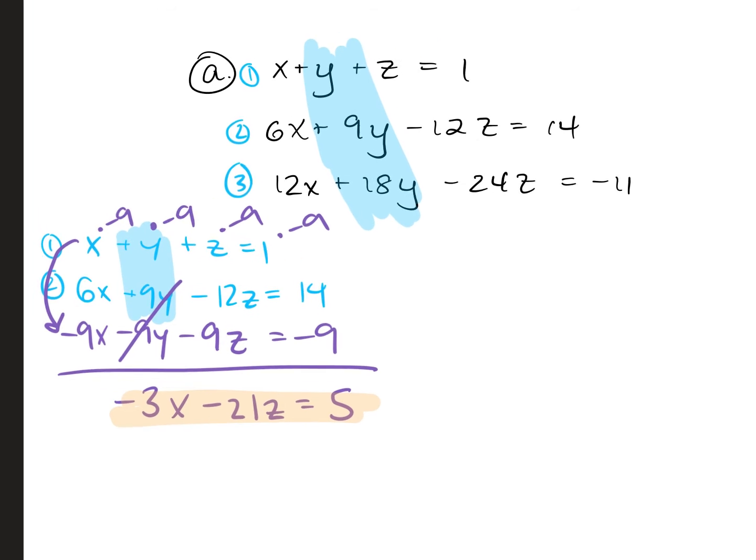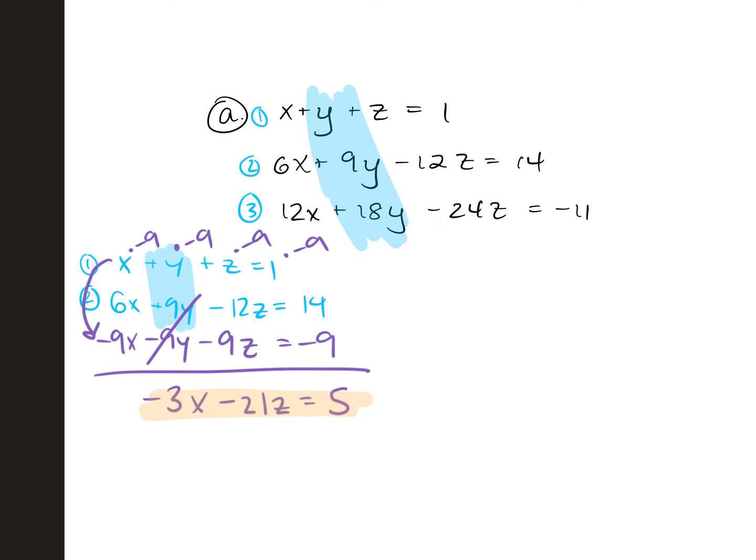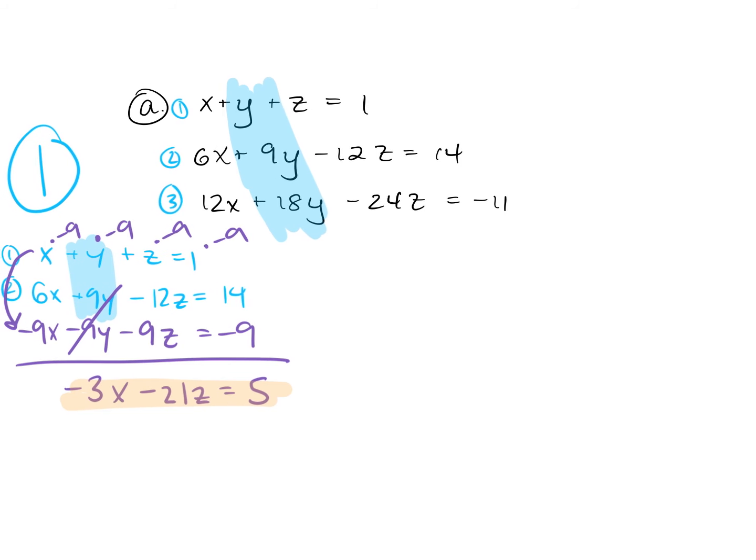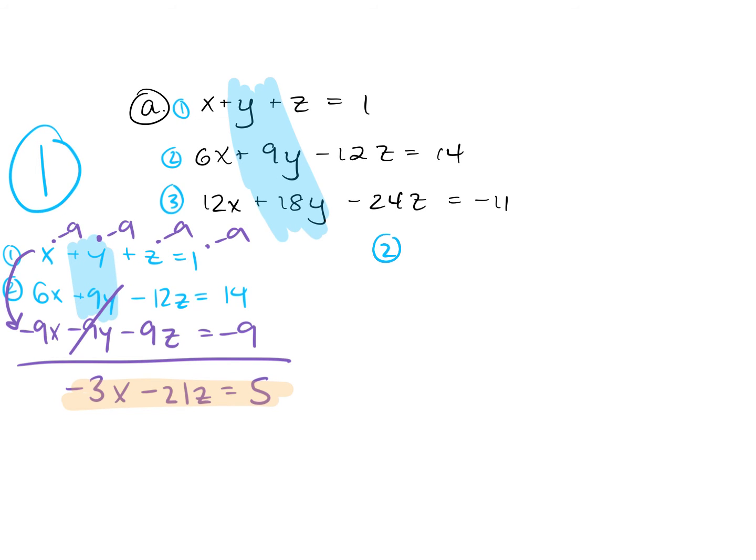I have to do that again. So I have to pick two other equations. You have to do this step twice. This is the first time, and I have to do it again. So let's do 2 and 3.